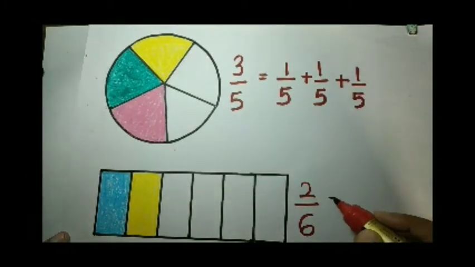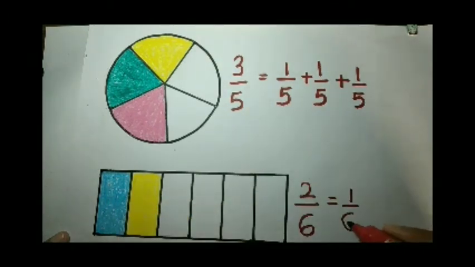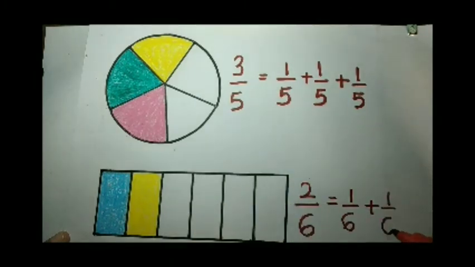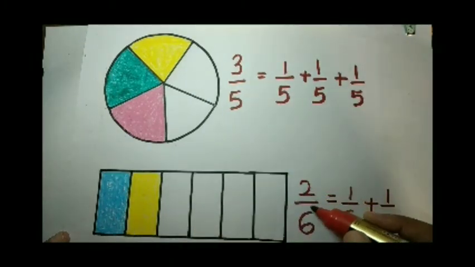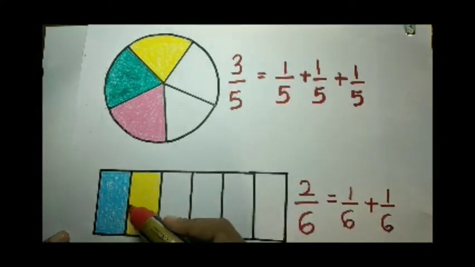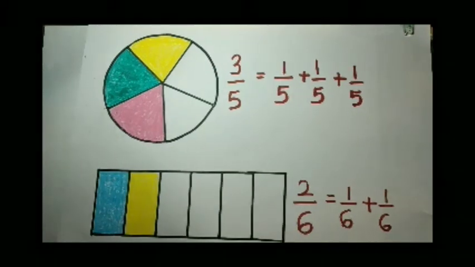Now we write it as 2 parts taken. So 1 upon 6 plus next part taken 1 upon 6. So 1 upon 6 plus 1 upon 6 taken twice gives 2 upon 6. 2 shaded parts and 6 parts in all.